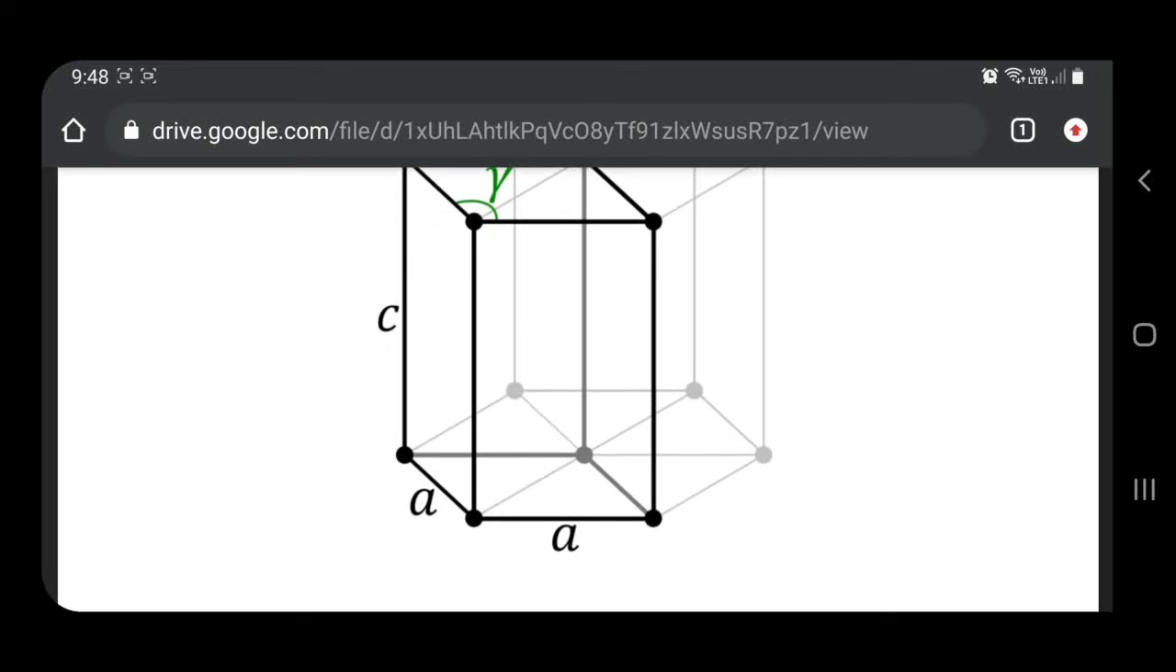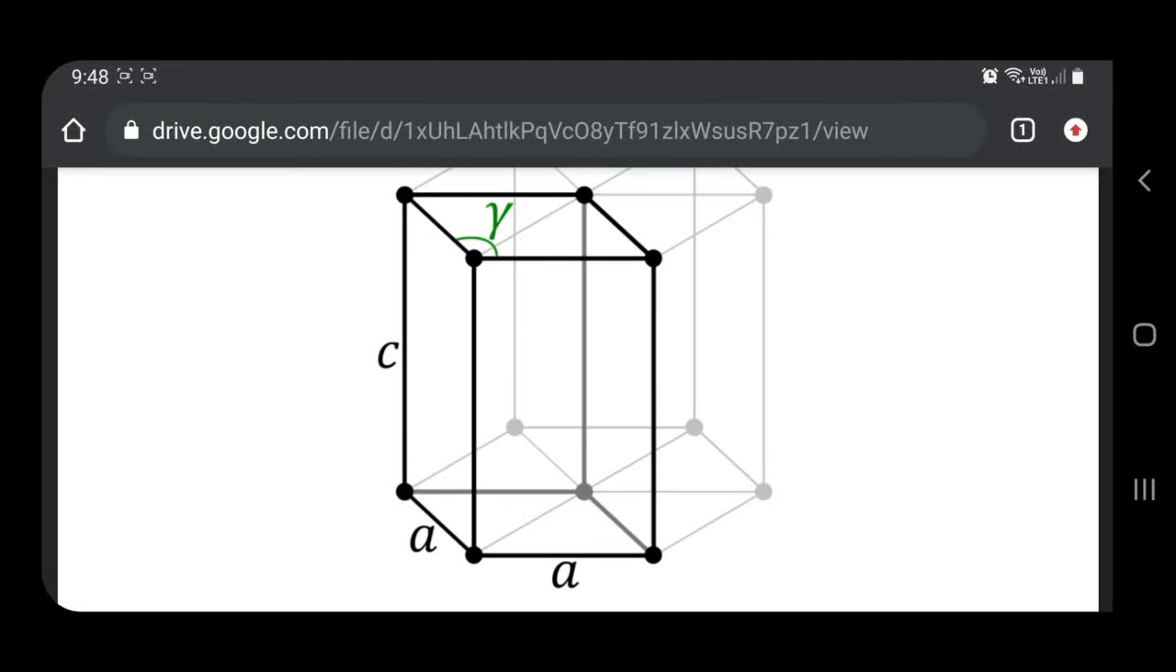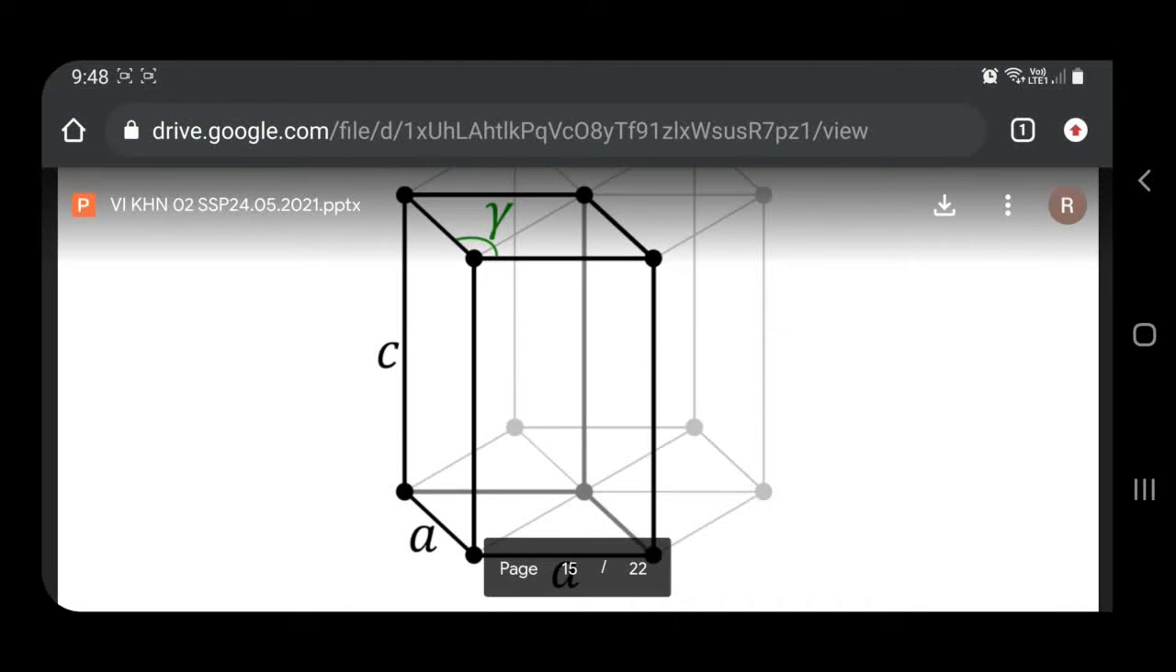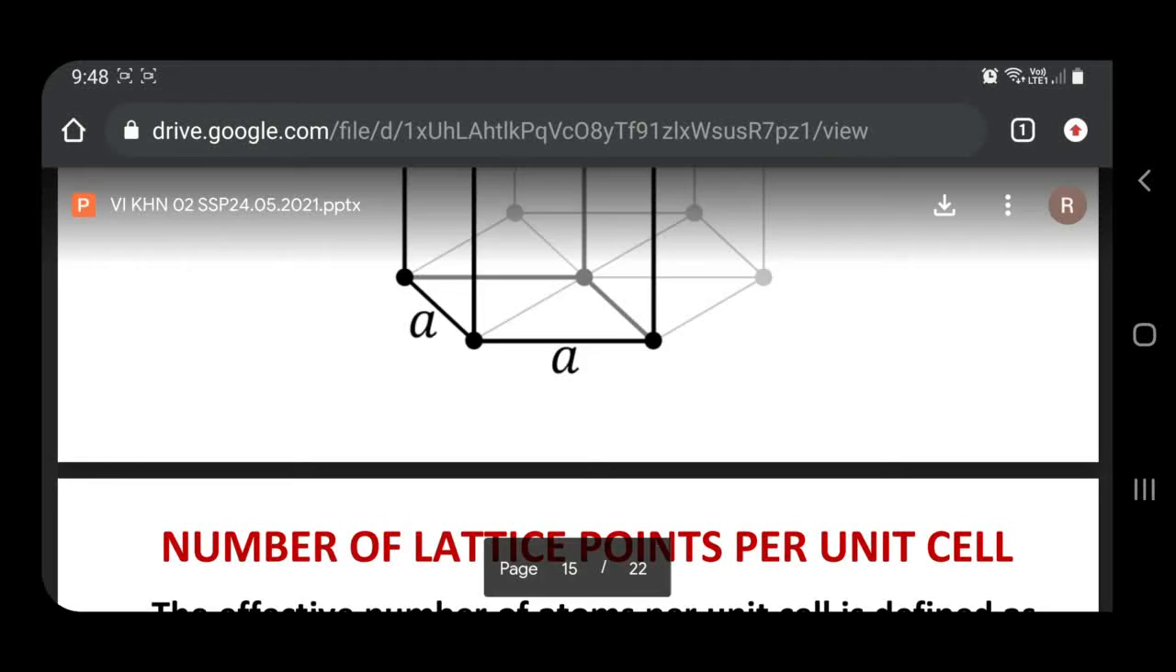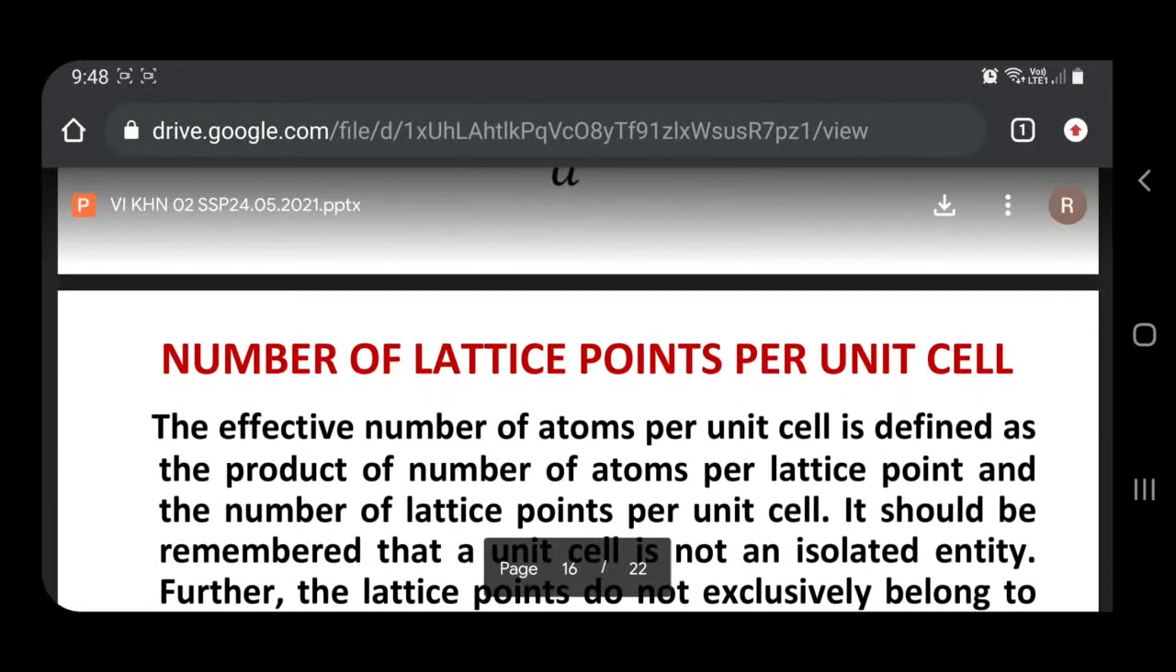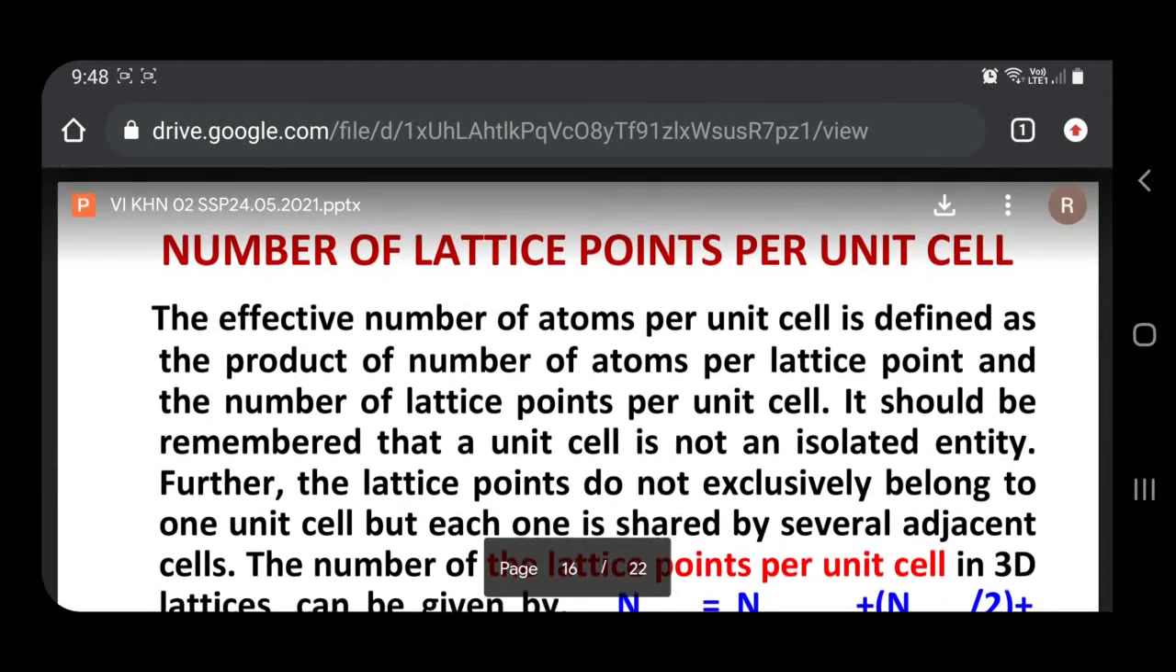Okay. So two edges are equal, a equals b, that's what I have taken, a and a. The third has a different length. Okay. Let's calculate the number of lattice points per unit cell.